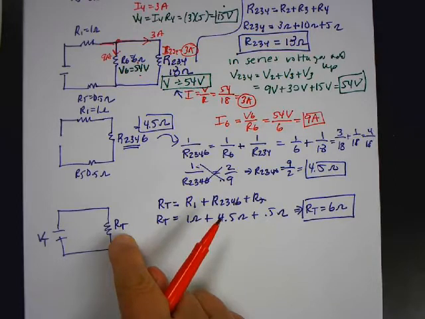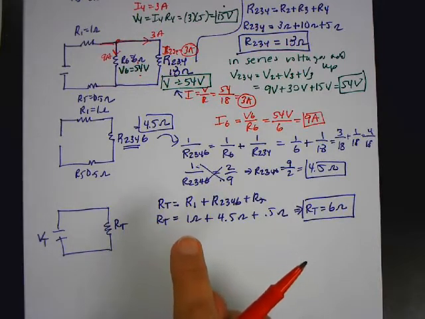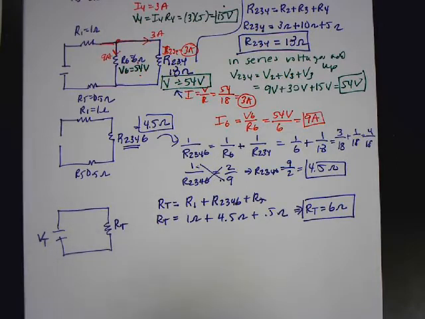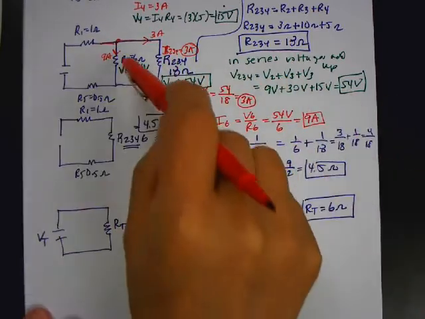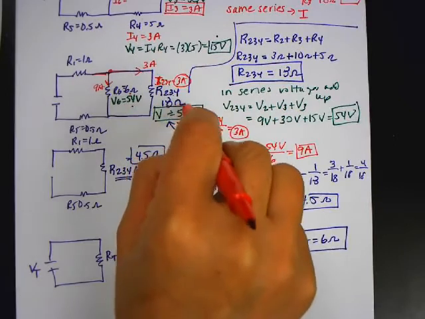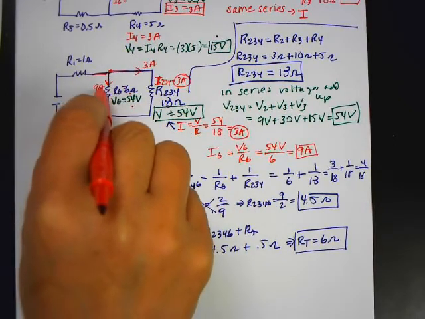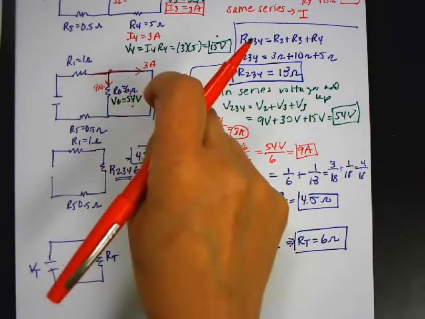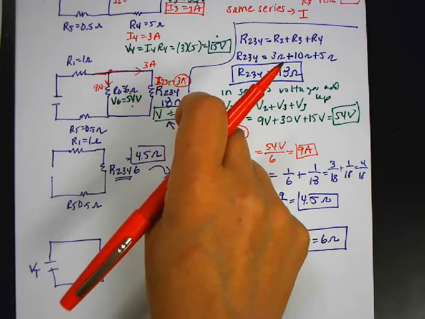Now, if I go back, I know that I can go backwards and look at what I found as far as the voltage, because I already found that, again, this was 54 volts, this was 54 volts, so this was 9 amps. So I know, again, because these are in parallel, the voltage across these was the same, okay?